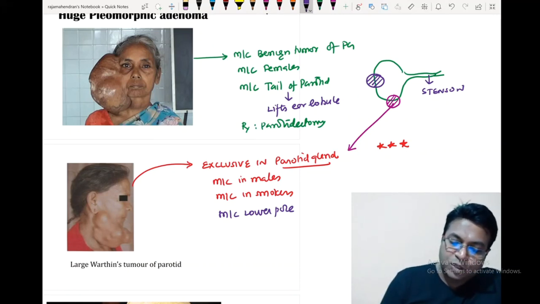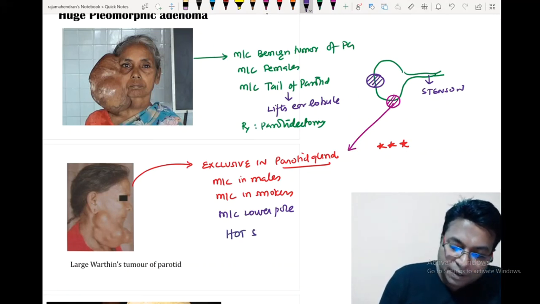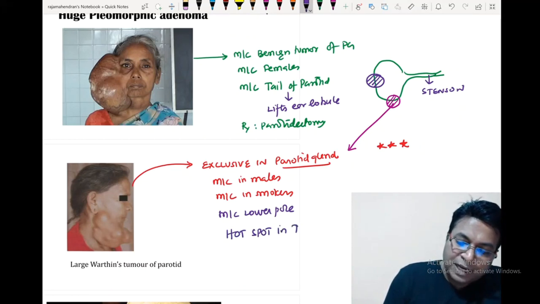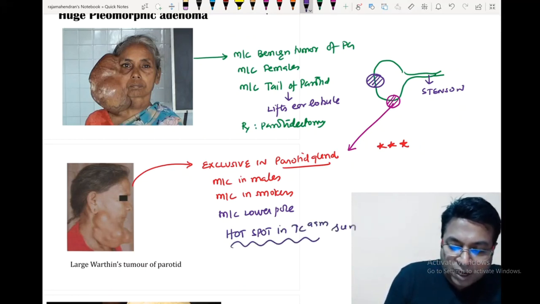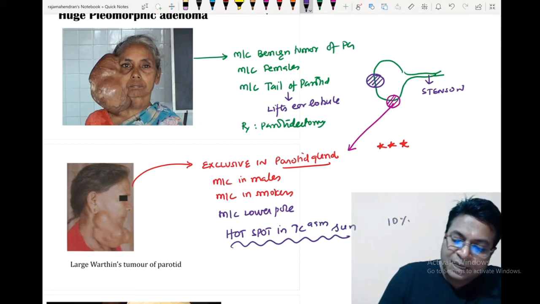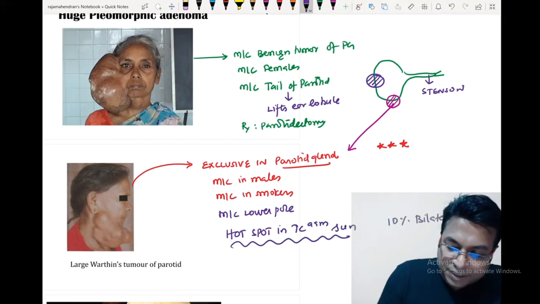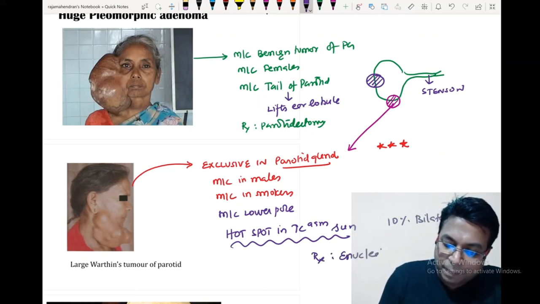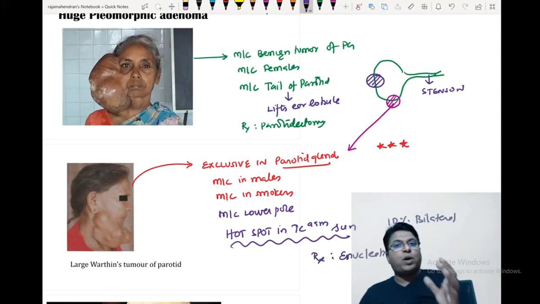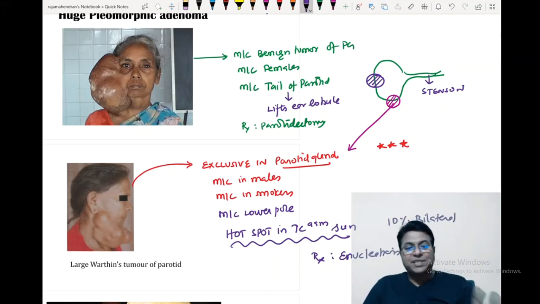And a very interesting MCQ is that Warthin's tumor appears as a hot spot in a technetium 99m scan. It is bilateral in 10% of patients, and the treatment is enucleation, which is enough, with no need for parotidectomy. So these are two important tumors you must know for your exams, especially at the last minute.